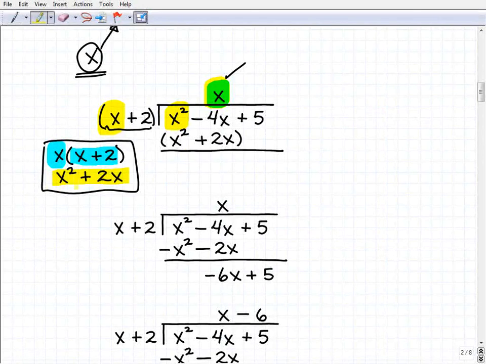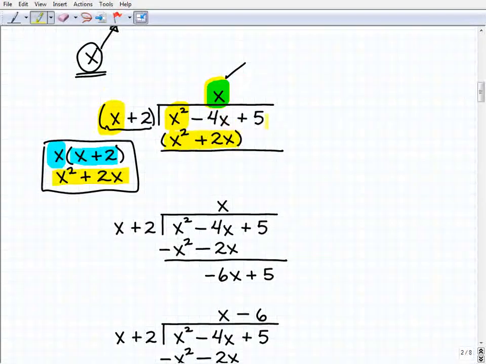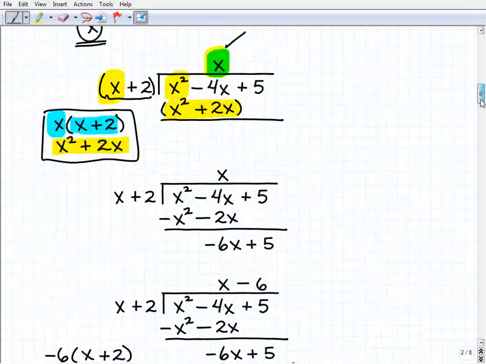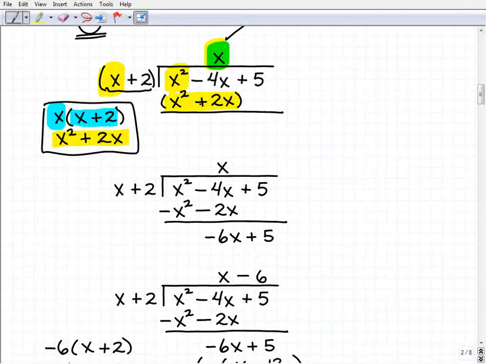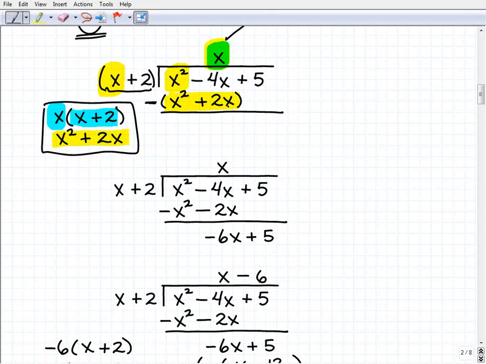So what we're going to do with this x squared plus 2x is subtract it from x squared minus 4x plus 5. The way we do that is this. We have x squared plus 2x, and I want to subtract it from x squared minus 4x plus 5. So I'm going to subtract that entire quantity, x squared plus 2x. My subtraction sign is outside of the parentheses here, but really, that negative sign I can distribute, and you want to distribute to both x squared and a positive 2x. When you do that, you're going to get minus x squared minus 2x.